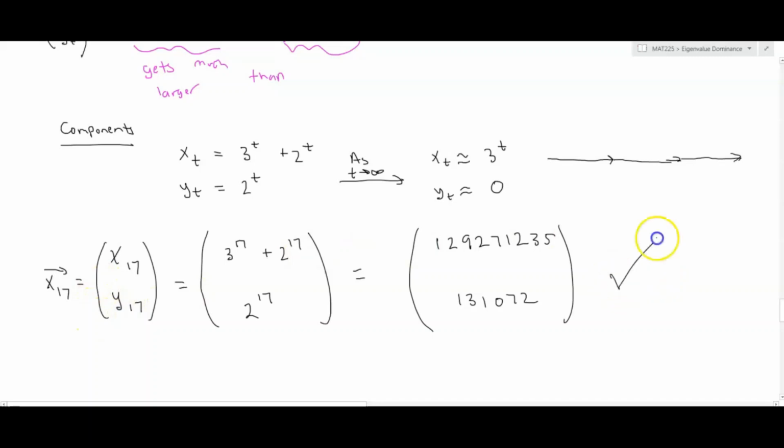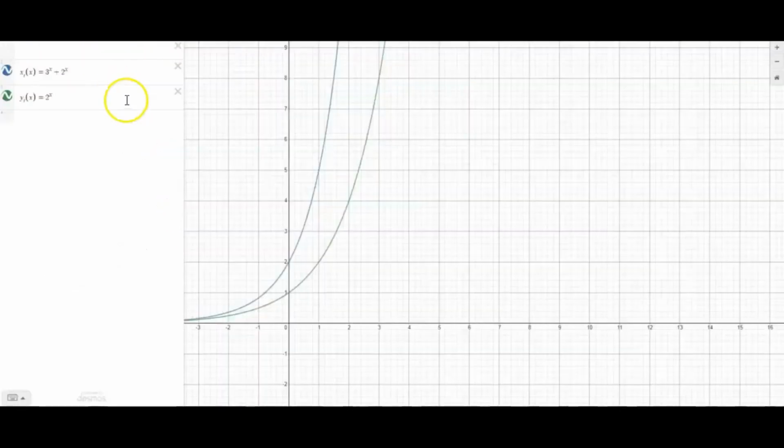So that's just a way for us to check that this set of formulas does the same thing for us. But what we can do now is graph x sub t and y sub t on Desmos, and see what happens to both of those components as t becomes increasingly large. So let's take a look at that briefly. Here I have x sub t of x equals 3 to the x plus 2 to the x. We can't use t in here, unfortunately, so this x is actually time, not the x component of our vector. And y sub t of x equals 2 to the x.